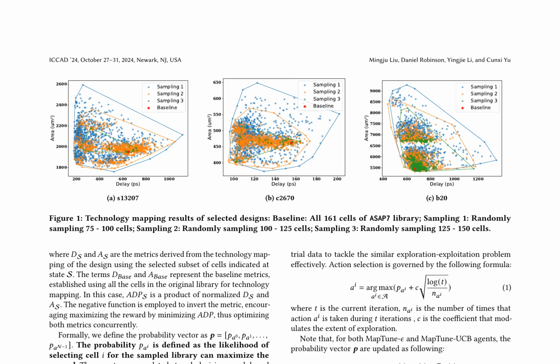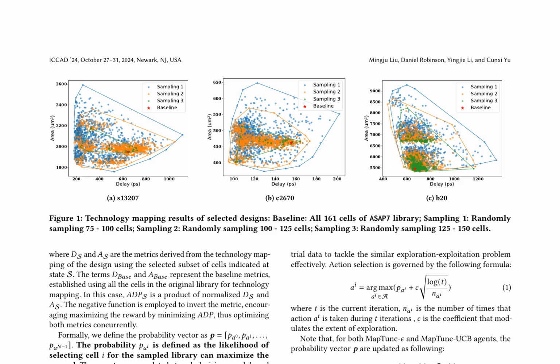The paper introduces a novel framework, MapTune, which harnesses reinforcement learning to enhance the efficiency of technology mapping in digital circuit design. This framework is designed to optimize the trade-off between delay and area in the mapping process. The authors propose 2 distinct directions for the MapTune framework: multi-armed bandit, MapTune MAB, and Q-learning, MapTune Q.